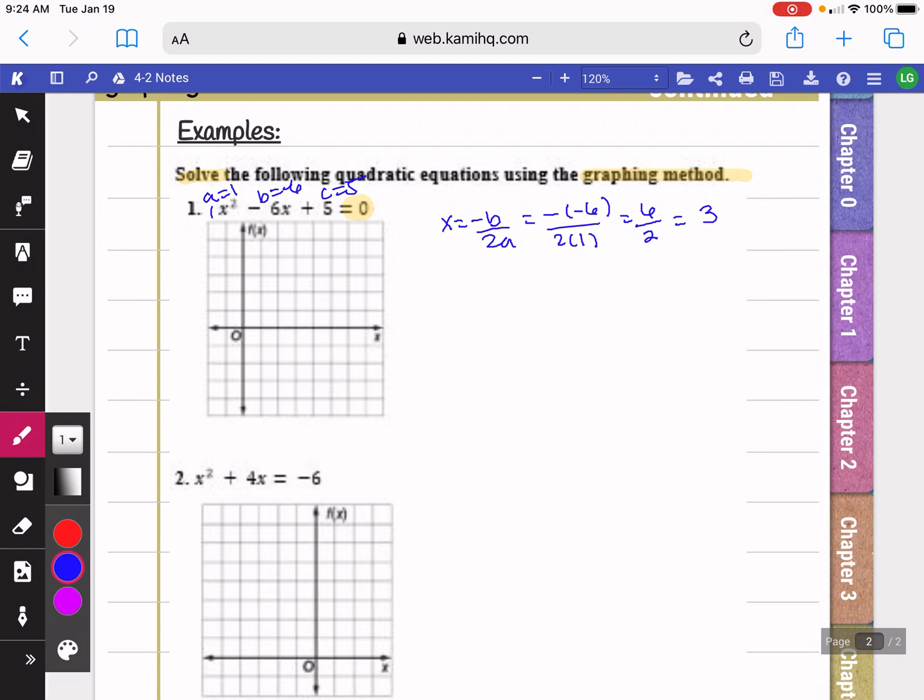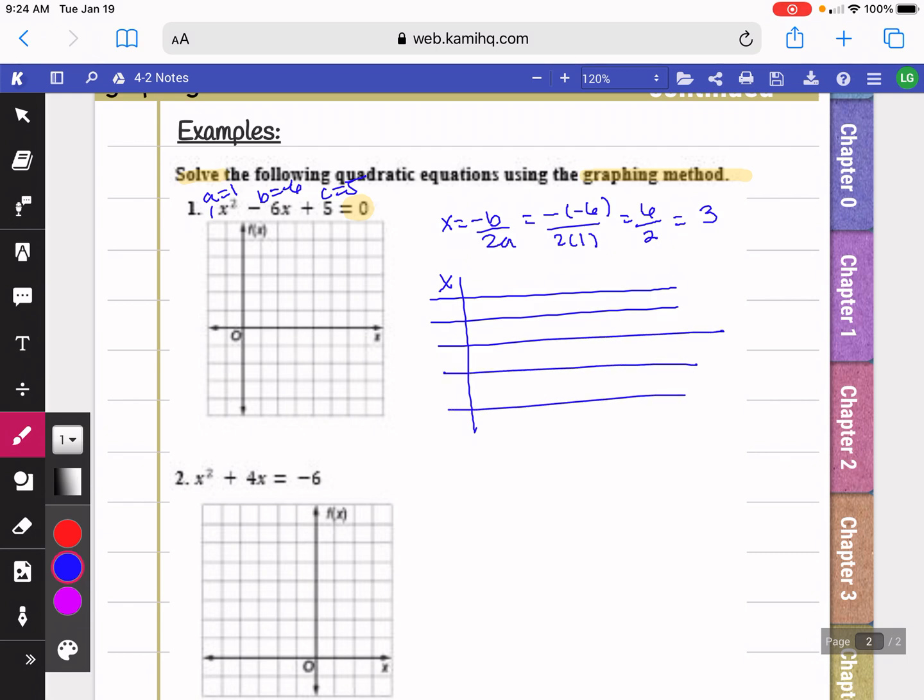So what I'm going to do now is make a table of values with up to 5 rows. And I'm going to put this 3 in the middle because it's going to be part of my vertex. And your vertex is the middle of your parabola. Now I'm going to find the numbers that center around that. So after 3 would be 4, 5. Before 3 would be 2, 1. And I'm going to plug these into the formula x squared minus 6x plus 5 to figure out my y values.